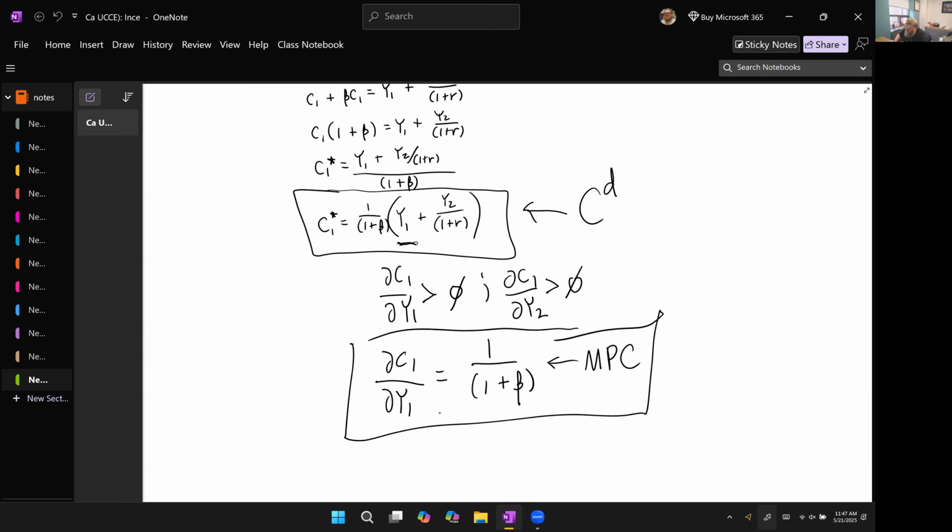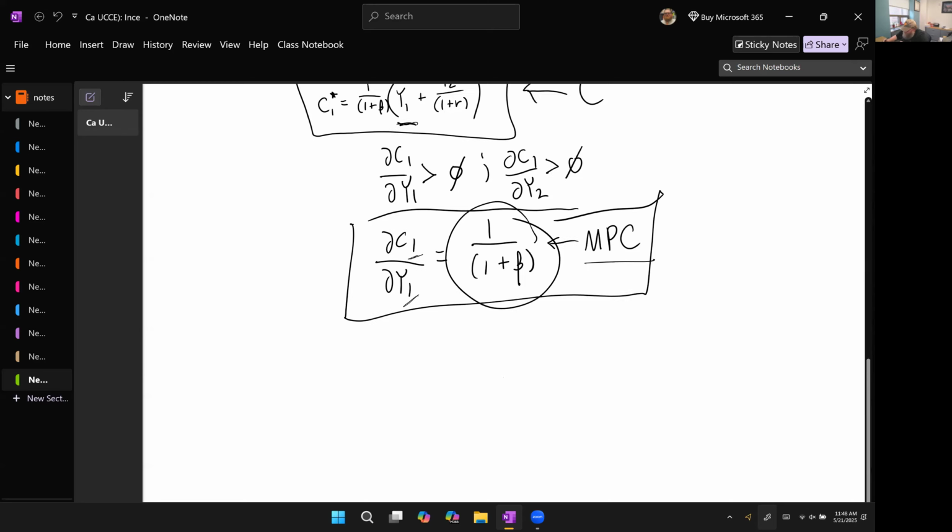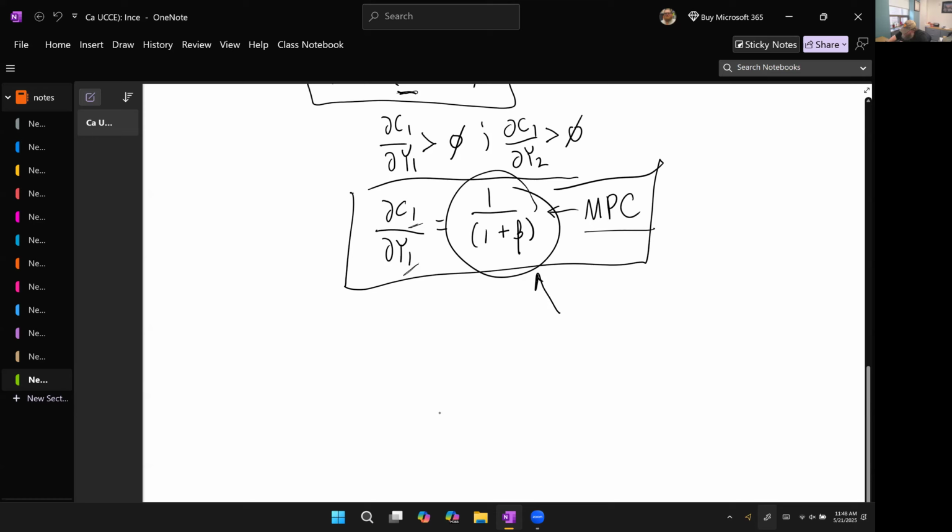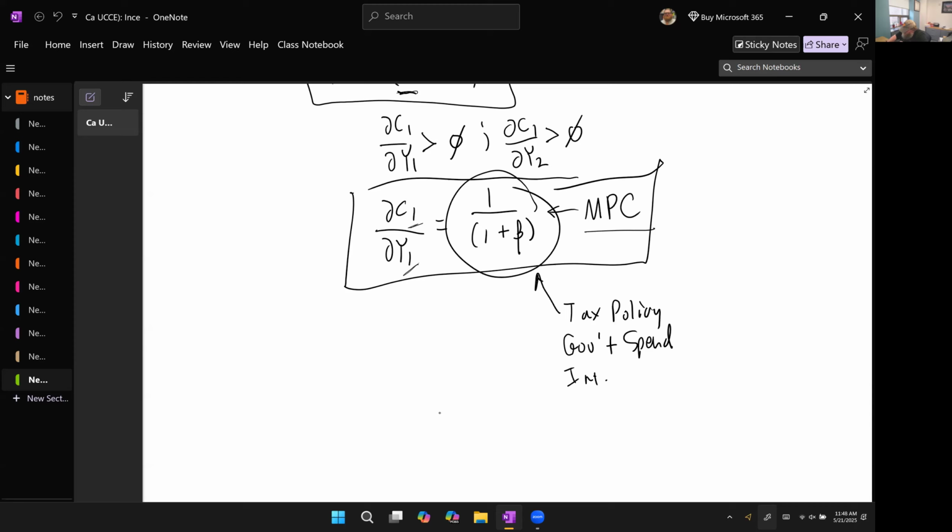So marginal propensity to consume is the extent to which consumption changes relative to income. How much of each dollar of Y1, so income in the current time period, is going to be consumed? That's marginal propensity to consume, and this is exactly that concept. This matters for all sorts of things: tax policy, government spending policy, interest rate policy, etc. MPC is something that we will come back and bring up a lot.